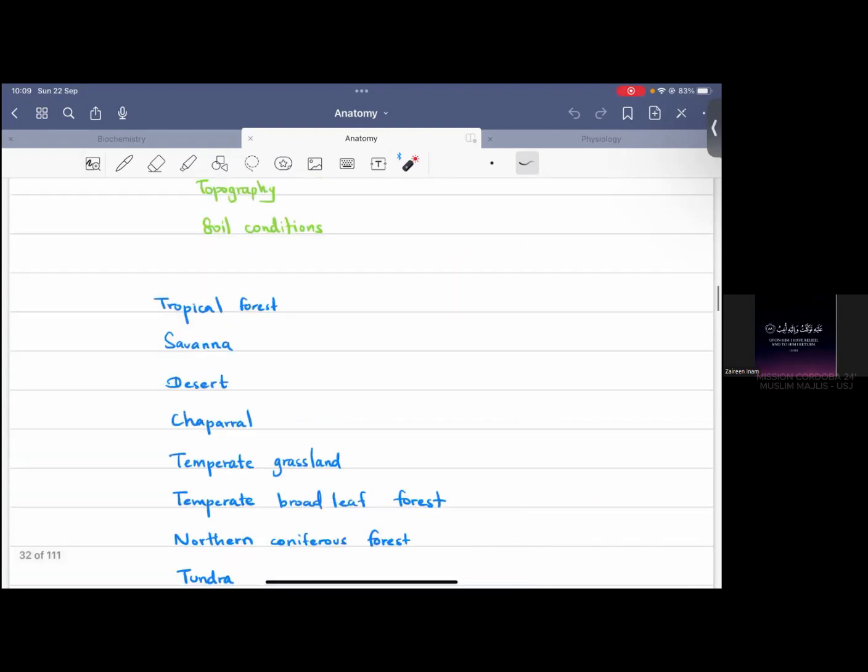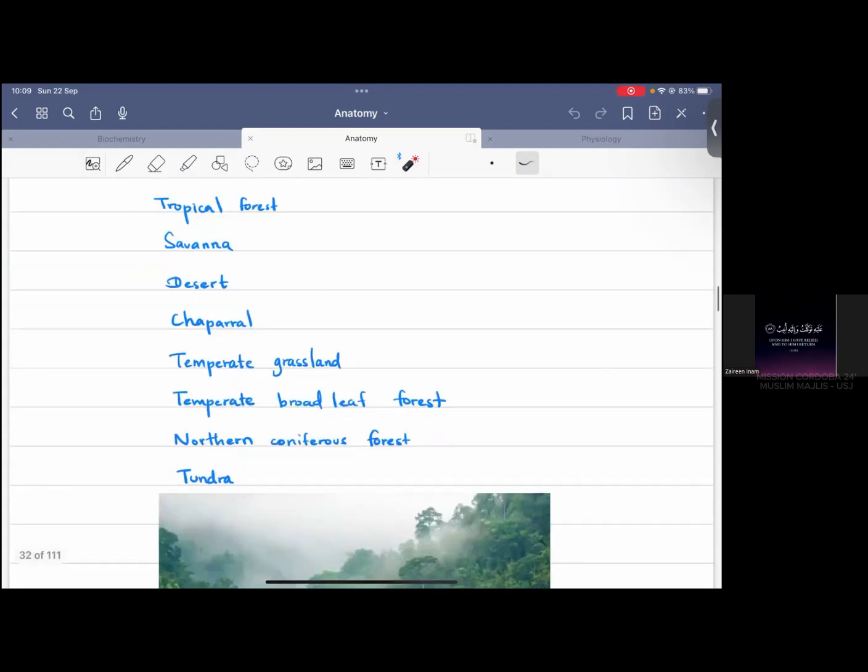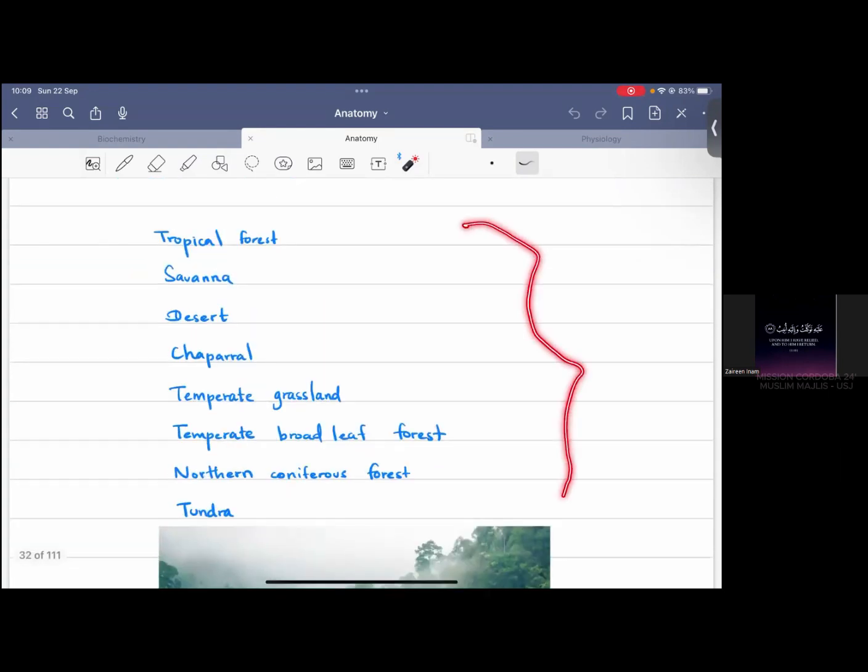So the first thing you have to remember is that a biome depends on the predominant vegetation, and the climate and geography will also determine it. Each biome will have small differences in these three things: the climate, topography, and the soil conditions. These are the 8 biomes we are going to learn.